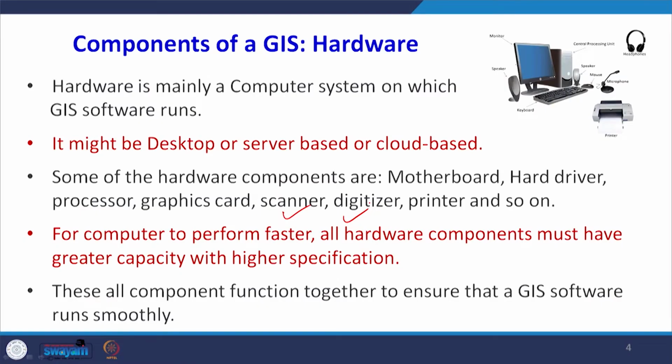Printer and so on. Maybe you require a web camera and other things also in addition to that. So these are the different hardware components which are required in order to develop a GIS system.